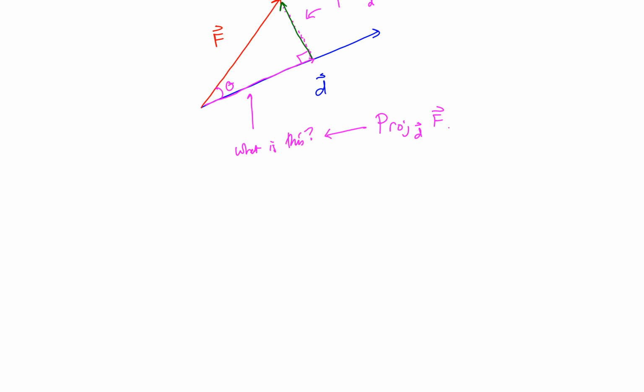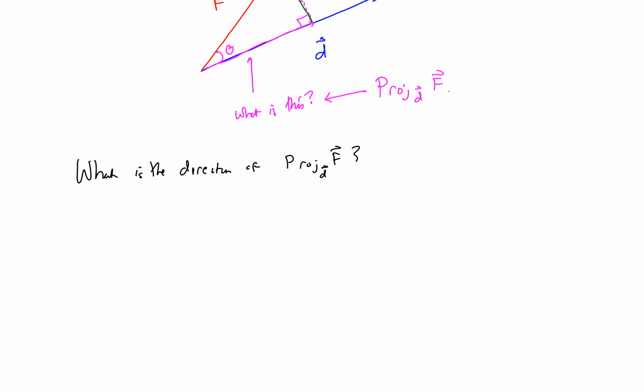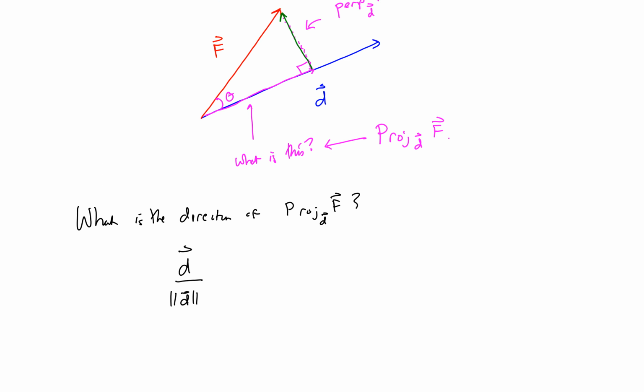So what is the direction of the projection? Well, if I want just a direction vector, this should be the vector in the same direction as d, but I want it to be a unit vector. So let's take it to be that.